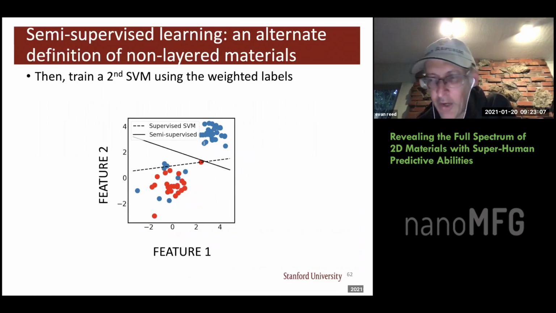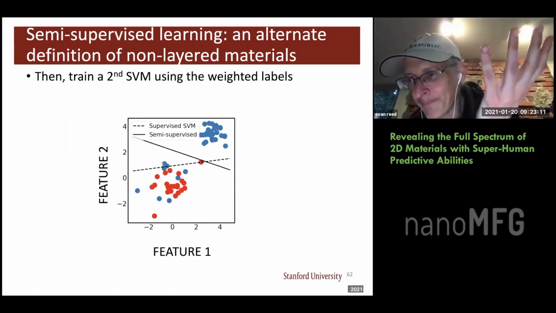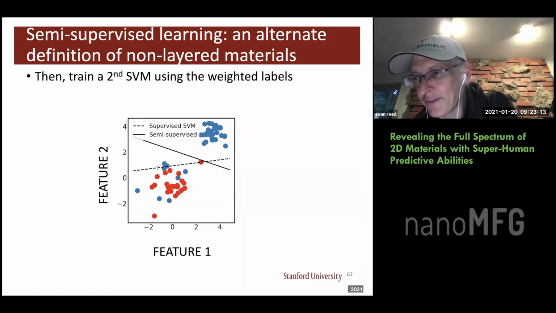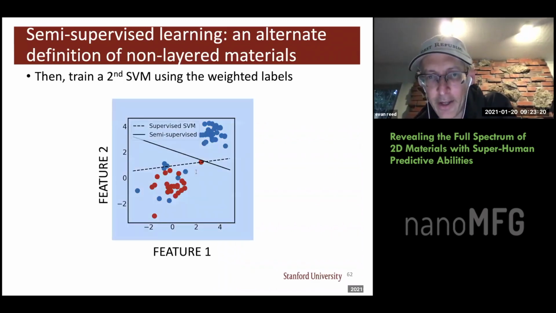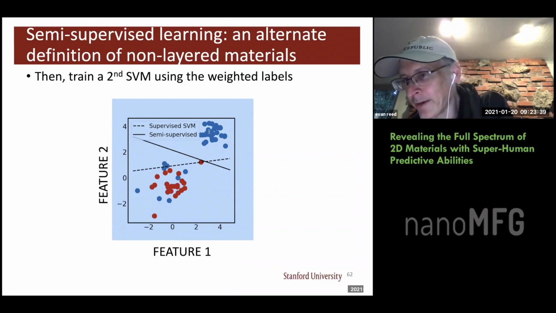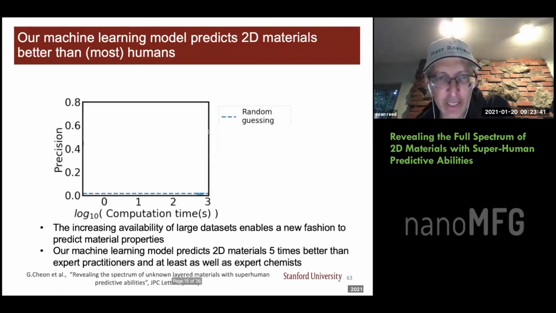So once we have these weights, you just train another SVM, and you use the weights to describe what's labeled or not. And we get another line here that now separates. You can see it does a better job of separating these two clusters. And what this would predict is that all these blue data points over here are actually probably layered. We just don't have a layered phase in the data set. And all these guys over here are not layered. So this is an alternative scheme.